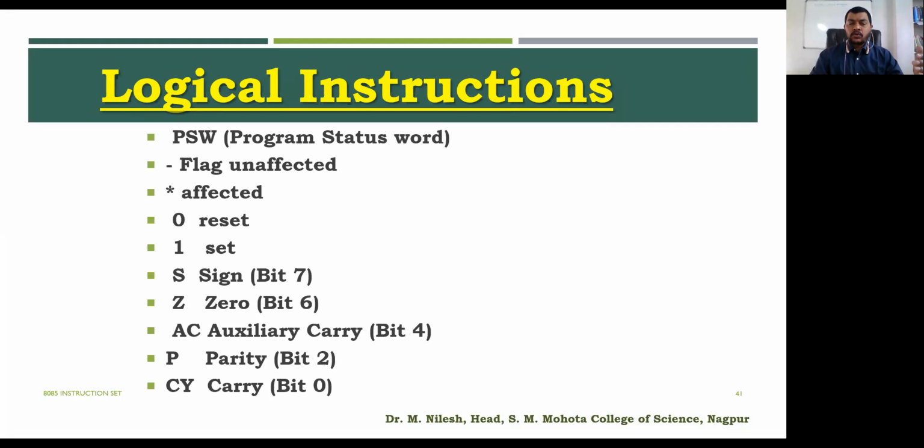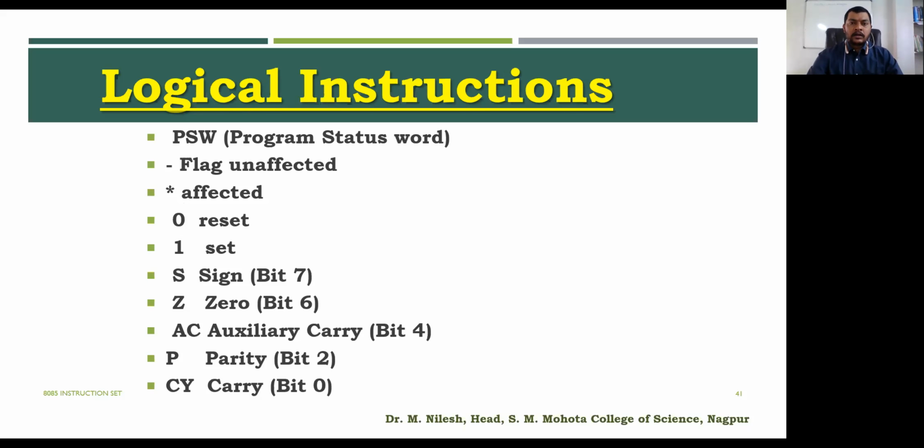In the data transfer group, I told you that the flags are not affected. Flags mean sign, carry, auxiliary carry, parity, and zero flag. We have these flags, and what are their implications? That is what we expect to study here. 0 means the flag is reset, and 1 means the flag is set. Remember that whenever I say the flag is set, it implies that the flag has 1 as the output, whereas whenever I say reset, that particular flag has a 0.